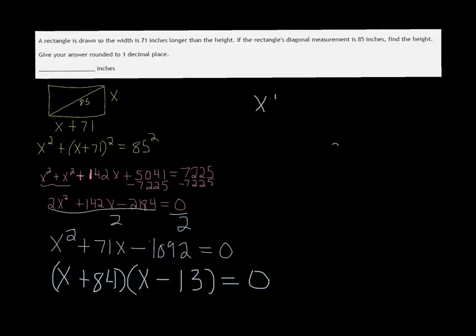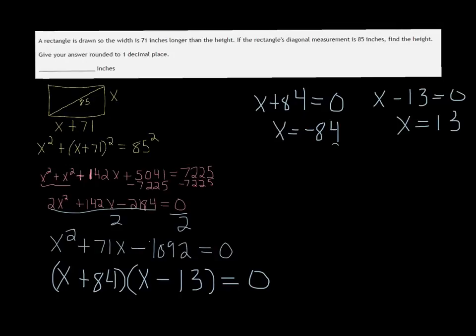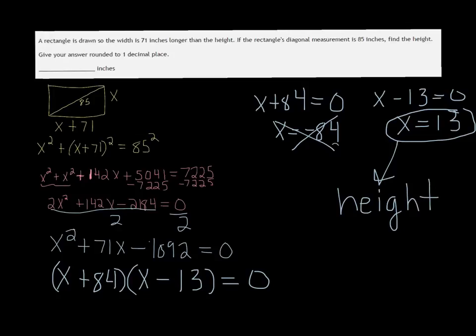So if we set each one of those to 0 with the zero factor property, I get x is negative 84. And then with x minus 13 equal to 0, I'm going to get x equals 13. Well, the thing is, a negative length doesn't make sense, so it must have been that x is 13. It's asking to find the height, and this is the height because we used x to represent the height. So it should be 13 inches is your answer.